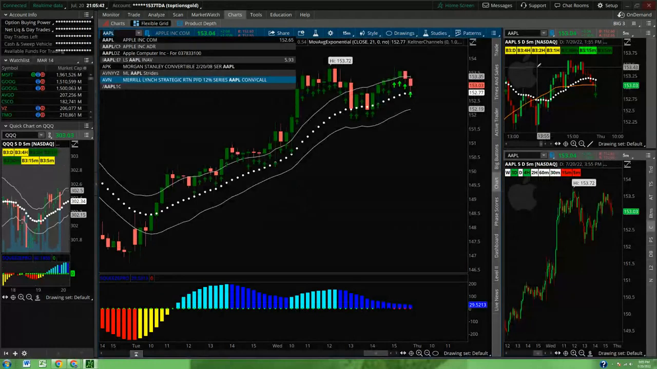I love it. 15-minute squeeze, 15-minute big three, and it's bright green. It's my favorite squeeze, mid-compression.